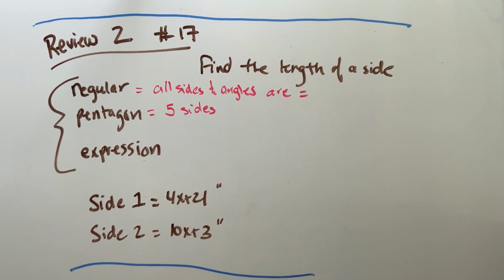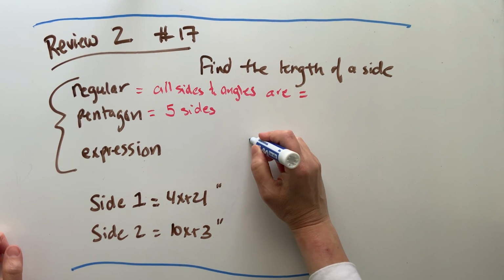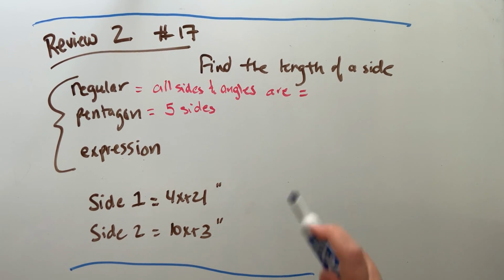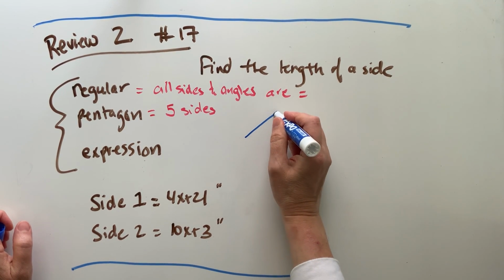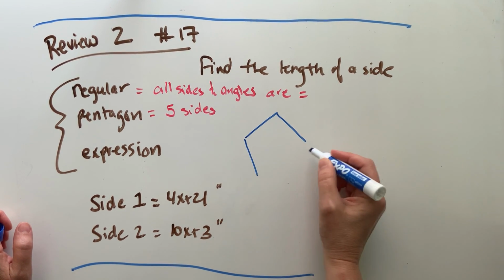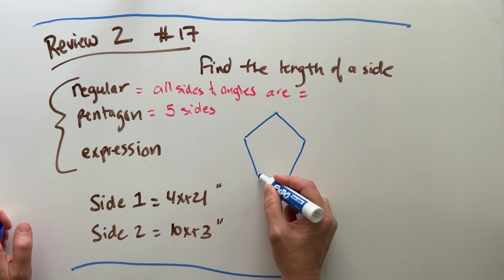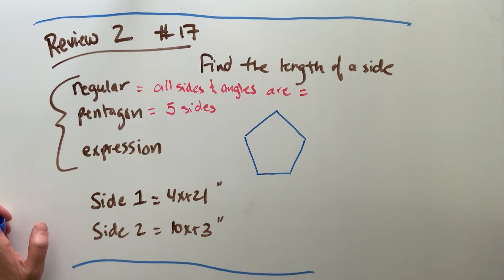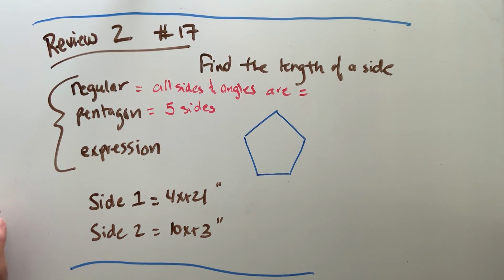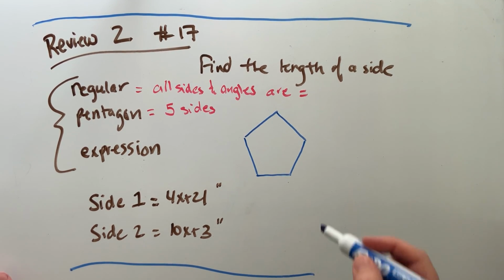So regular means all sides and all angles are equal, and pentagon means that I have to have 5 sides all together. So let's try this here. So, oops, that marker is no good. We'll move that one on. Try this one. So that's pretty good. It's definitely a 5-sided figure. Now I need to mark on my figure that all my sides are the same length.